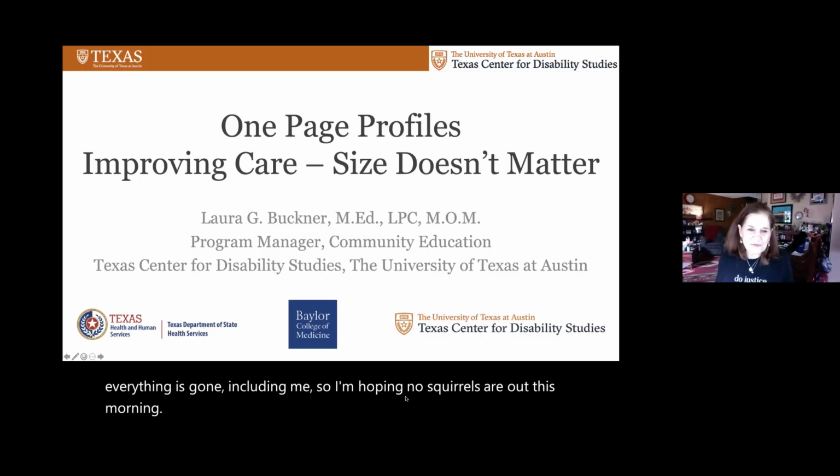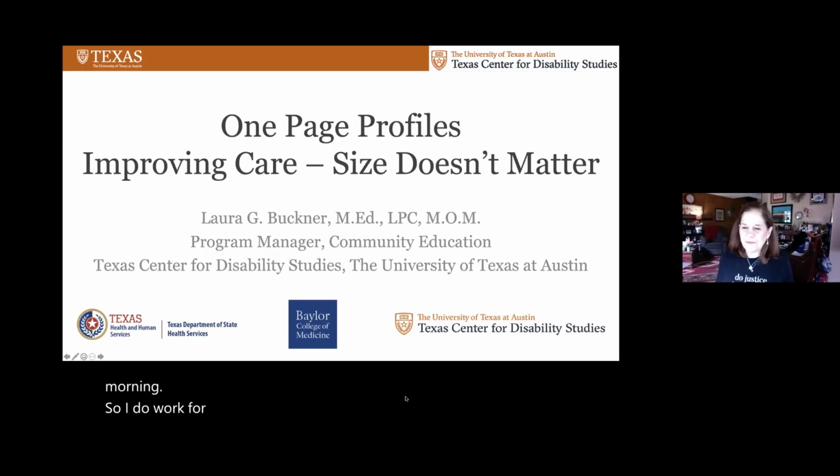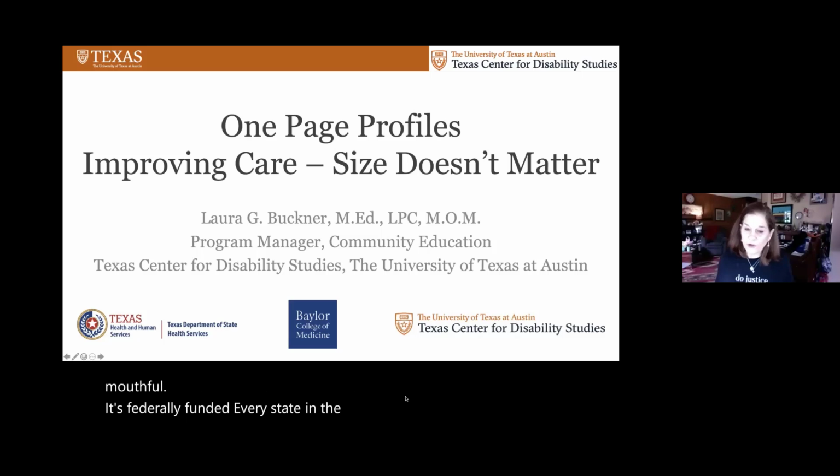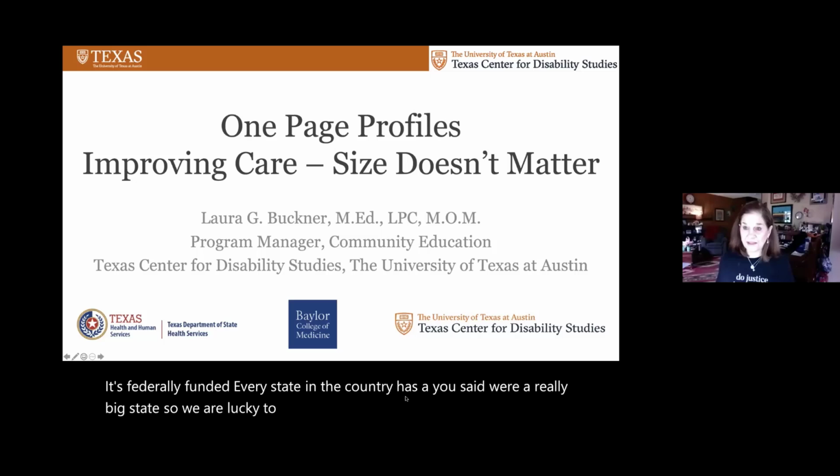So I do work for the University of Texas at Austin at what we call a UCED, a University Center of Excellence in Developmental Disability. It's a mouthful. It's federally funded. Every state in the country has a UCED. We're a really big state, so we are lucky to have two UCEDs, one at Texas A&M and one at University of Texas at Austin, and I'm happy to say we collaborate.